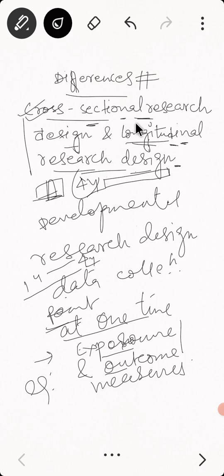But suppose a cross-sectional research design: in this you are able to collect data at one time only. It means exposure to the intervention as well as outcome measures you are collecting at one time. For example, suppose a researcher wants to assess the awareness regarding COVID-19 disease among the people of a particular area. It means you are assessing the awareness of COVID-19 among that particular area's people at the same time, one point of time. Exposure and the outcome measures take place at one point of time.